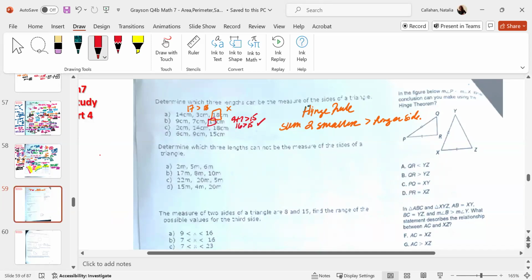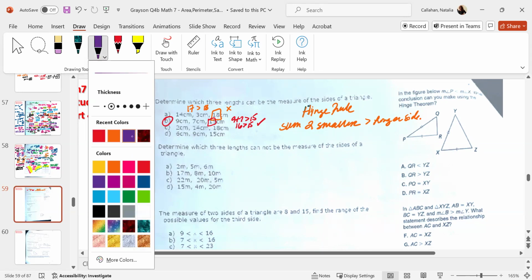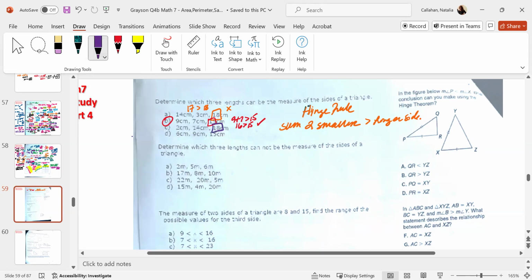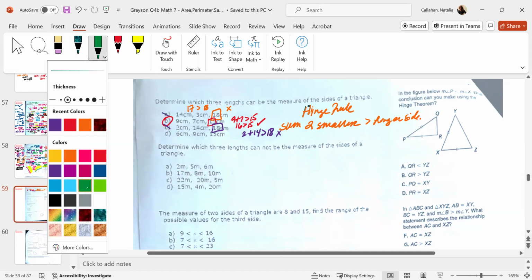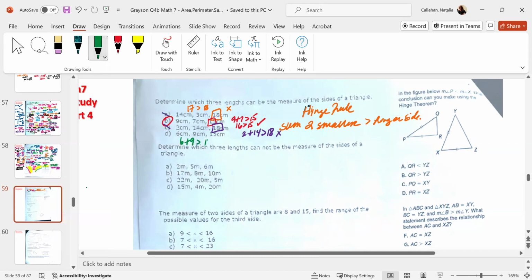Yeah, so this might be it. I think that might be it. But just to check everything, let's check the other ones. 18 is the longer side, so 2 plus 14, is it greater than 18? No, so that's not it. Let's try D. 6 plus 9, is it greater than 15? No. So the only one that works here is this one right here.